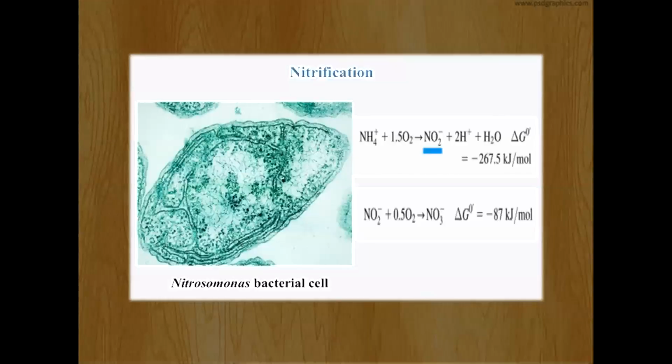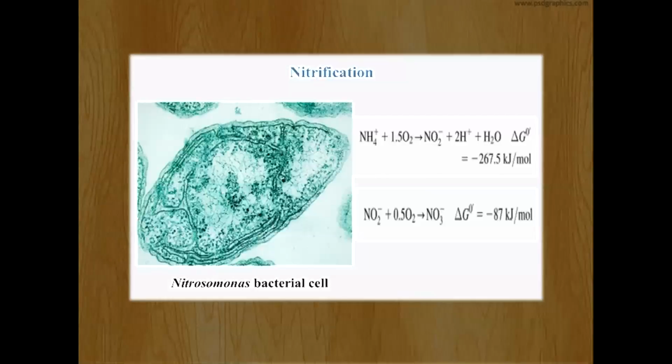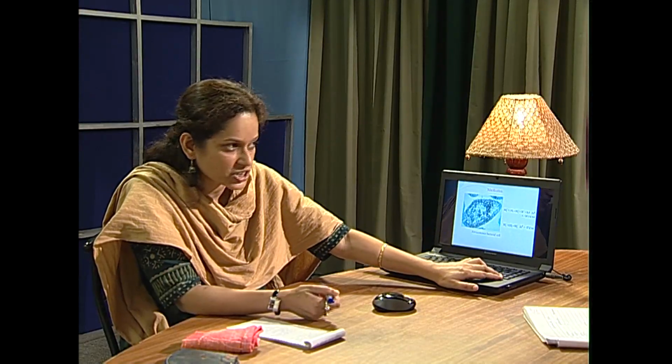Further on we have nitrification, where the ammonium ion is oxidized by certain bacteria like Nitrosomonas or Nitrobacter, first to nitrite and then to nitrate. All of these reactions are exothermic, and thus they drive the reaction forward. This is an example of a Nitrosomonas bacterial cell. So this is again a case of nitrification where nitrate is produced.